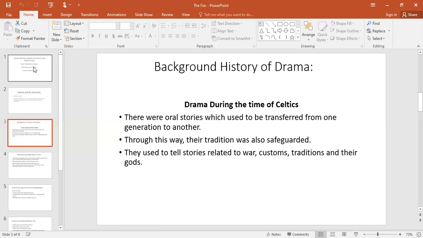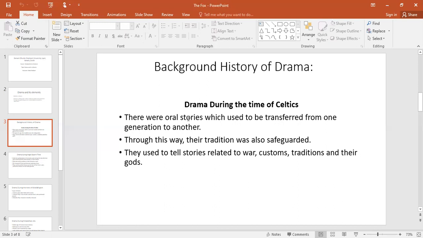Drama during the time of the Celtics. Do you remember that I have taught you the pre-Anglo-Saxon period? When we talk about the pre-Anglo-Saxon period, it is actually based on Celtic territory, because the Celtics are the native residents of England or Britain. So let's start drama from the Celtic perspective. During the Celtic time, there was the concept of drama, but the term was not given at that time. The dramas or stories were told through oral storytelling, known as oral stories.